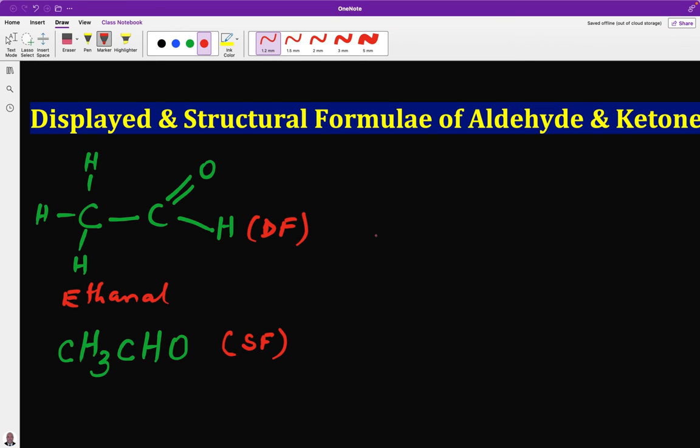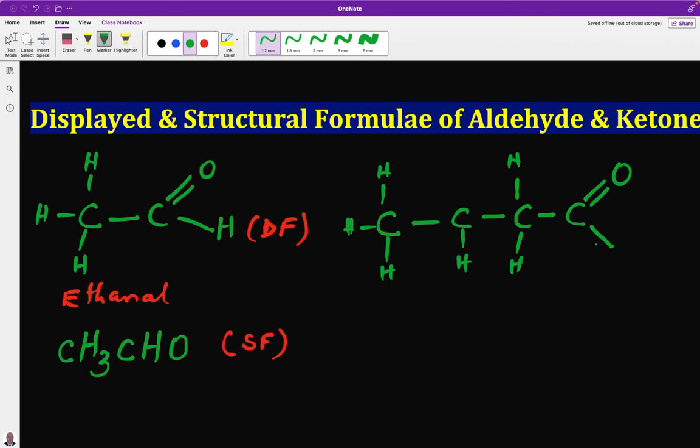Then we go to butanol. Butanol is another example of an aldehyde. The displayed formula of butanol, we have four carbons, 1, 2, 3, 4. That is butanol. Now, this is the displayed formula.